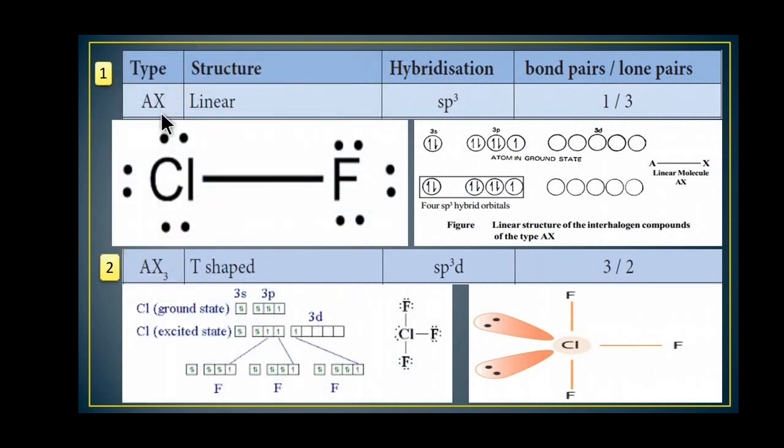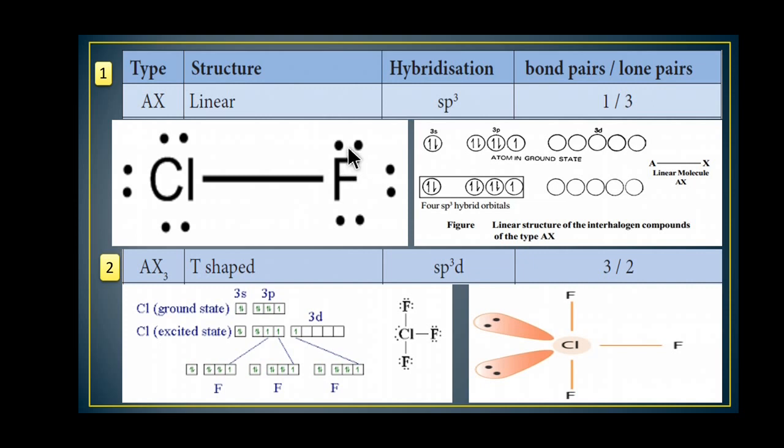Next we are going to discuss the structure and the hybridization. So first one, AX type, the structure is linear. An example of a linear structure compound is ClF. The hybridization is sp3. Here we must know the bond pairs and lone pairs. In the linear structure there is only one bond pair between chlorine and fluorine. And what is a lone pair? The non-bonding excess of electrons is considered as lone pair electrons. Surrounding chlorine, 1, 2, 3 lone pairs.